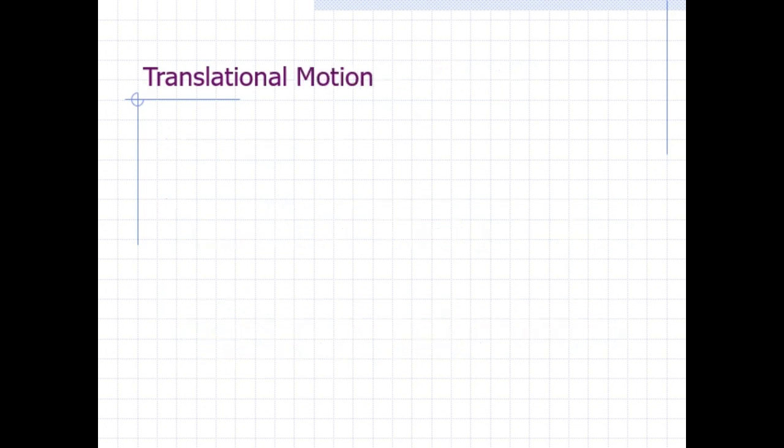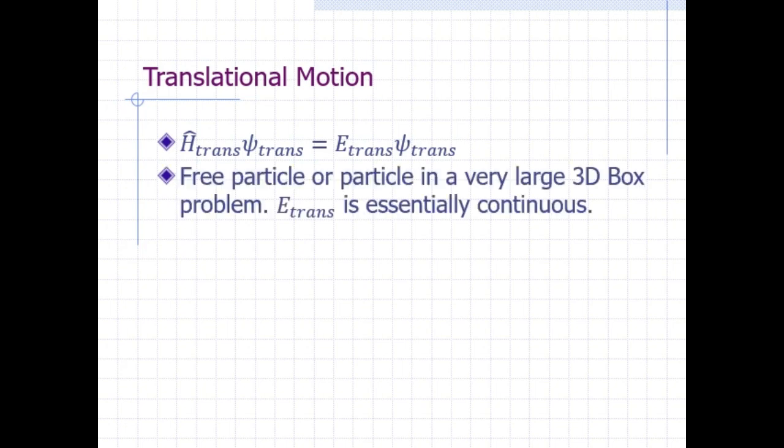The time-independent Schrödinger equation that we need to solve to describe translational motion, H hat psi trans equals E trans times psi trans, is essentially a free particle or a particle in a really large three-dimensional box problem. Translational energy is essentially continuous.